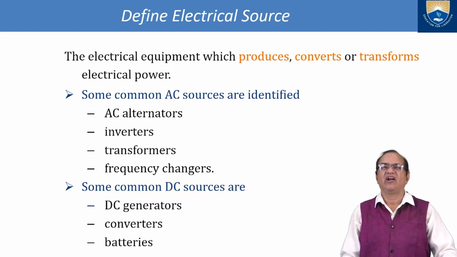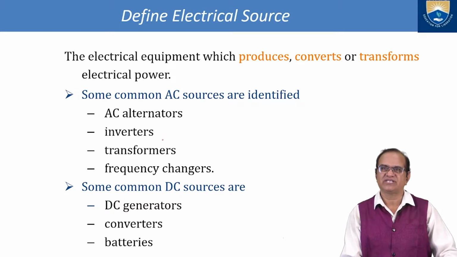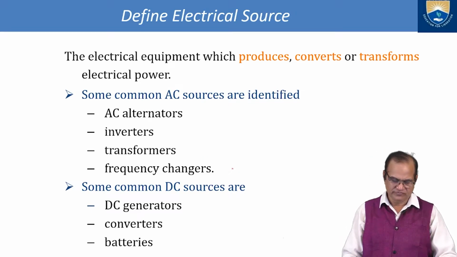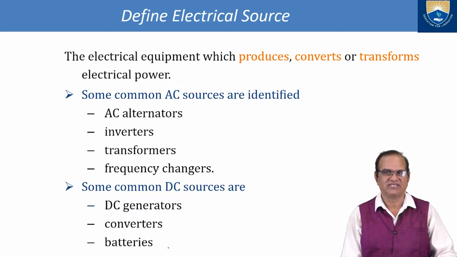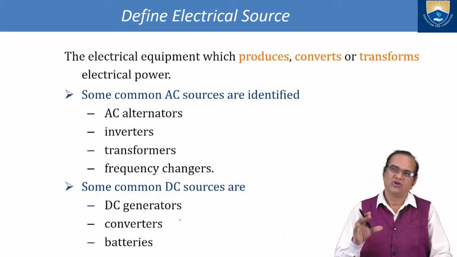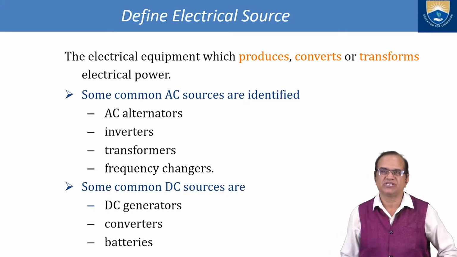The first one is the alternating current source. This alternating current source is obtained from the AC alternator. We can also use inverters, transformers and frequency changers. Some common DC sources are DC generator, converter and batteries. So for the DC we have the DC generator, here we have the AC generator, here we have the inverters, here we have the converters. We cannot use a transformer in a DC system, so we use batteries to accumulate the DC power. So these are the basic electrical sources.